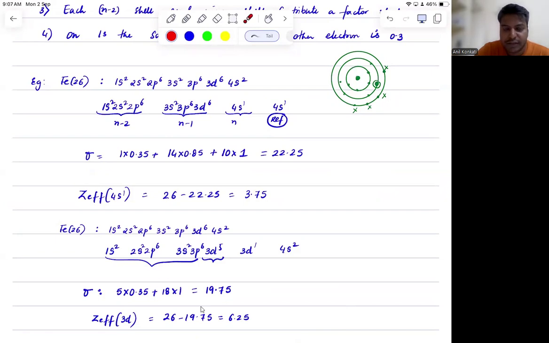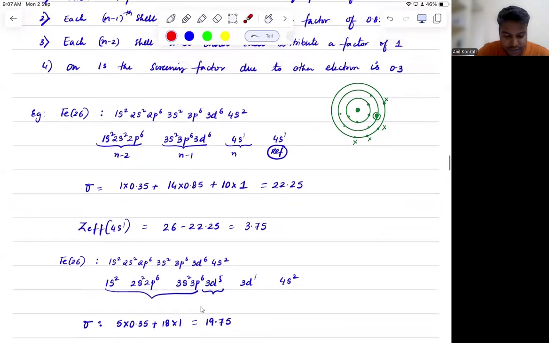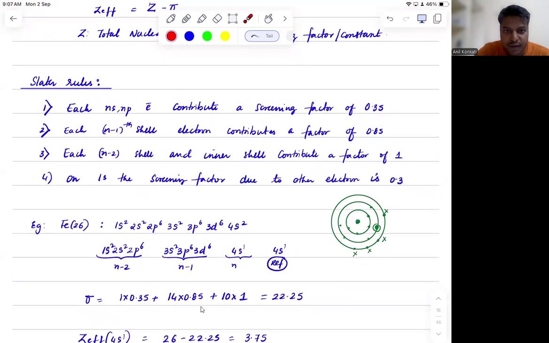Karthik didn't understand, sir. Which part, beta? Karthik, please tell me which part.